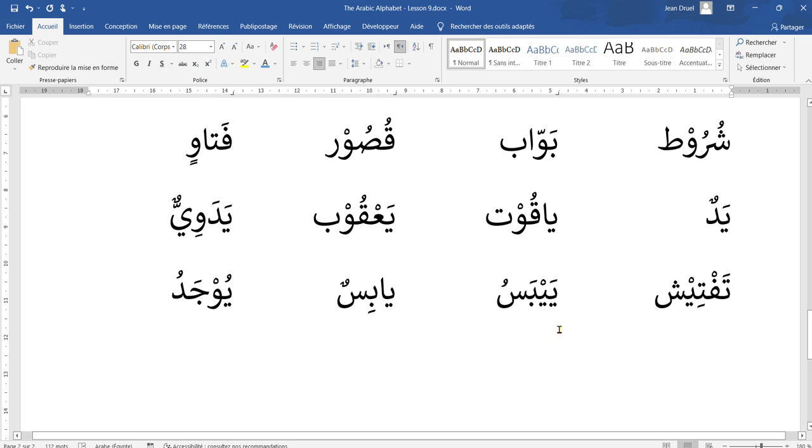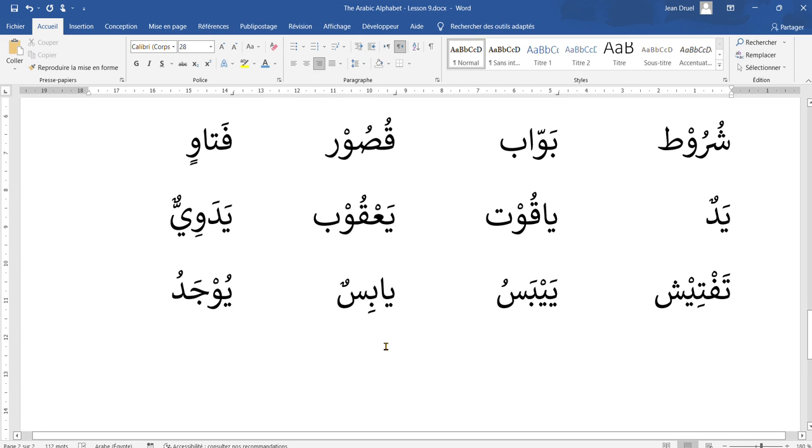We have an initial ya, so it's a consonant because it's initial, plus we have a second ya. It does carry a sukun, but it's not preceded by a kasra, it is preceded by a fatha. So this one is also a consonant. So we have two consonants at the beginning. Yaybasu.